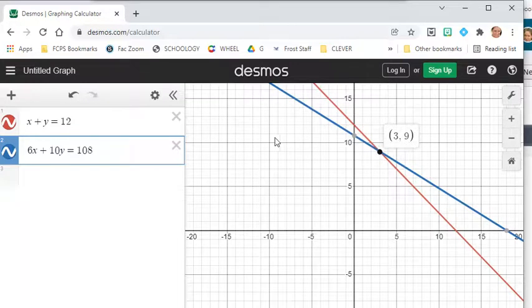So since you're allowed to use Desmos for this portion of the test, you could just plug in your two equations once you figure those out.